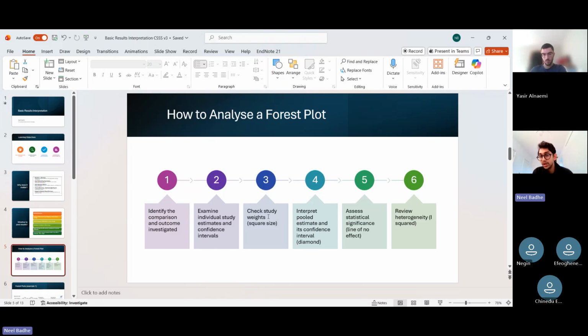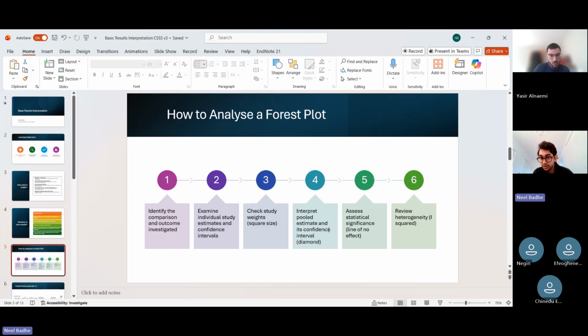And then check the study weights. So there's different weights that you can give to studies. The most commonly used, typically inverse variance, basically reflects the number of participants in each study, and can be demonstrated on the size of the square in the forest plot, and I'll flick to it on the next slide.